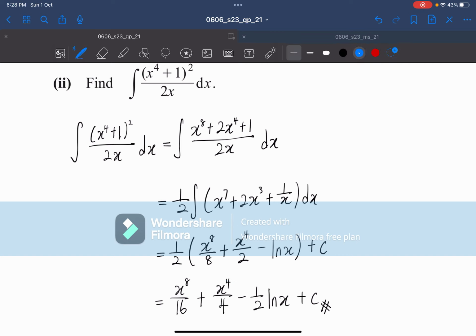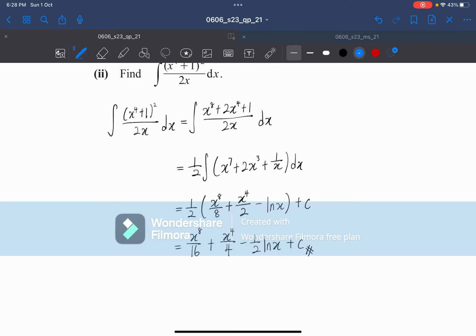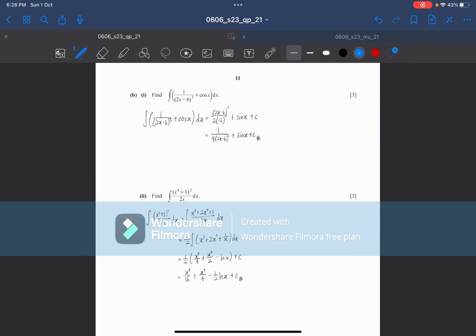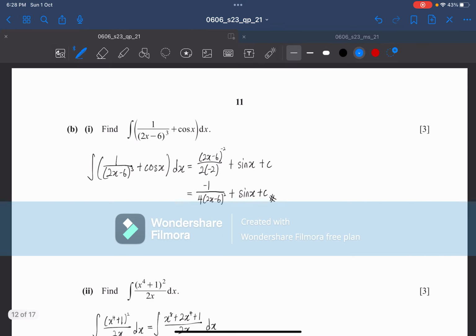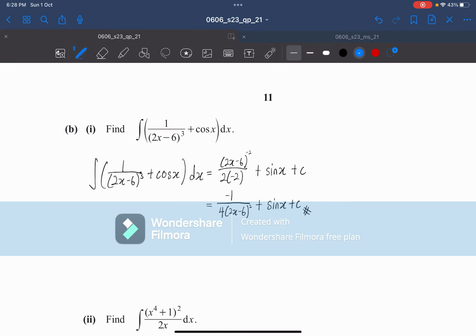Don't forget that the integral of 1 over x is ln x. And obviously, don't forget a plus c. Multiply the 1 over 2 inside, and you'll get the final answer. So yeah, pretty straightforward. Just remember your integral rules, and you should be able to integrate everything.